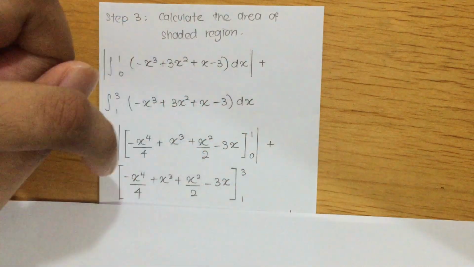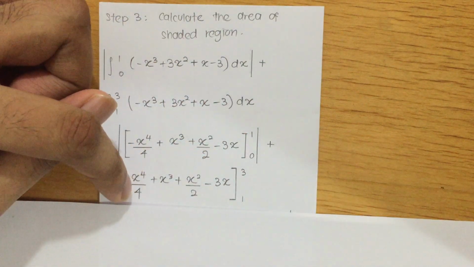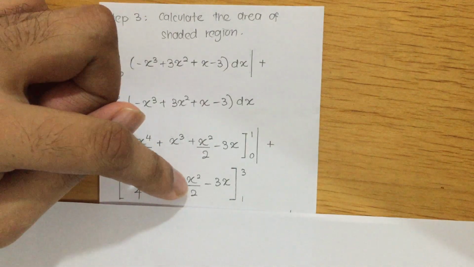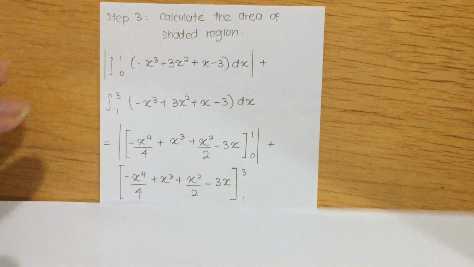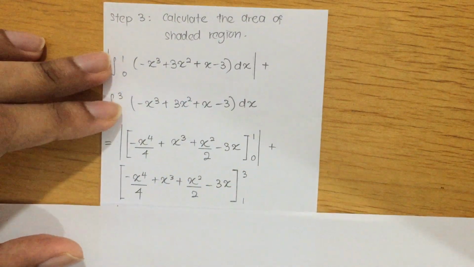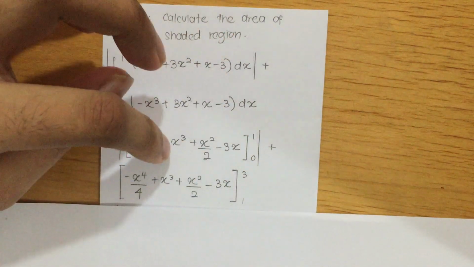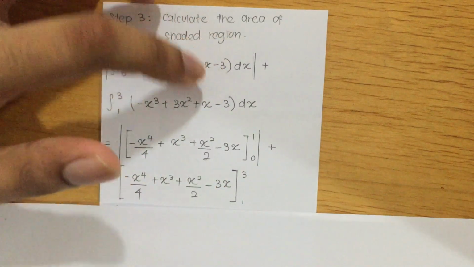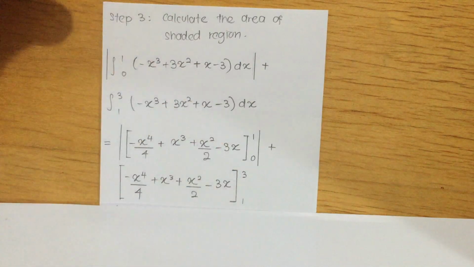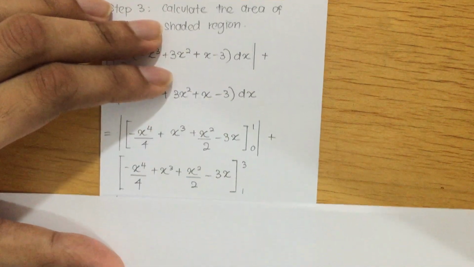And the same thing is over here, negative x power of 4 divided by 4 plus x cubed plus x squared over 2 minus 3x with the limit 3 and 1. Okay, so what we do is we substitute in the upper limit value and the lower limit value respectively for 1 and 0, and also for 3 and 1. Okay, proceed to the next step.